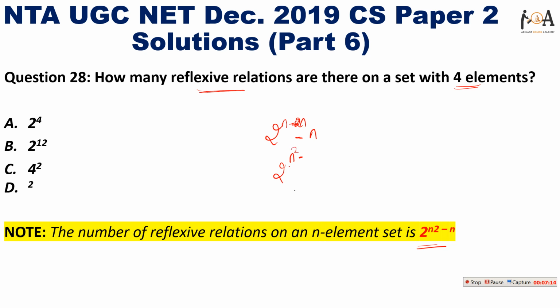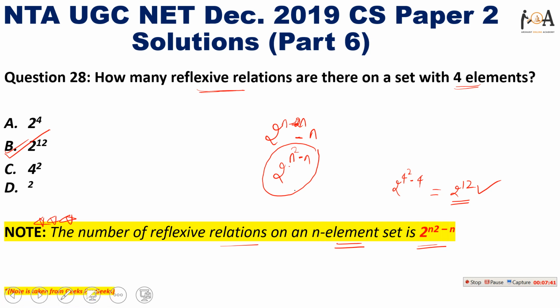2 to the power n square minus n is the formula to calculate the number of reflexive relations on an n element set, right? So n is 4, 4 squared is 16, minus 4 is 12, so 2 to the power 12 is the correct answer. So you just need to make a note of this statement. So option B is the right answer, right? If you practice, you will get that, no problem.